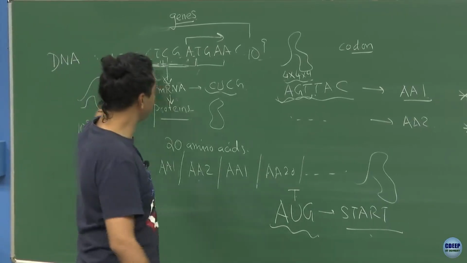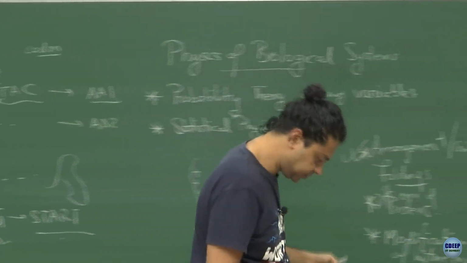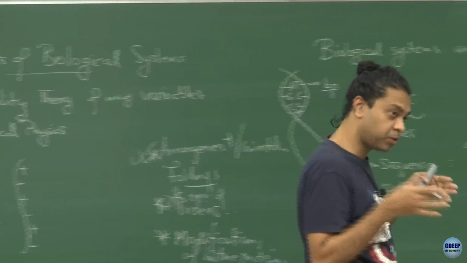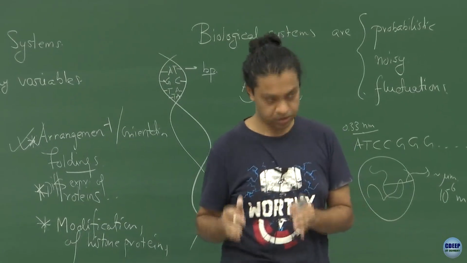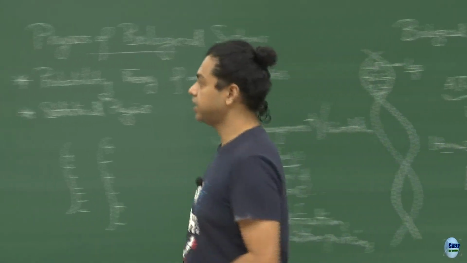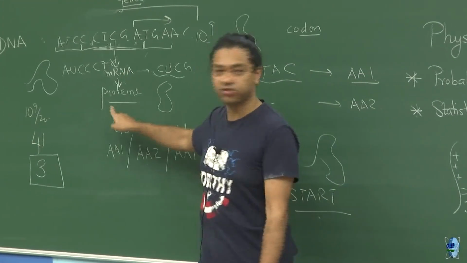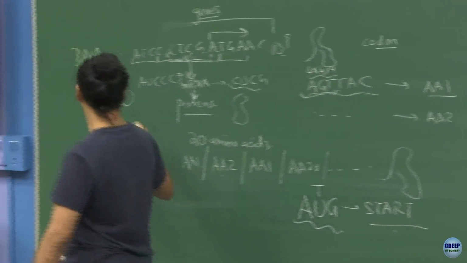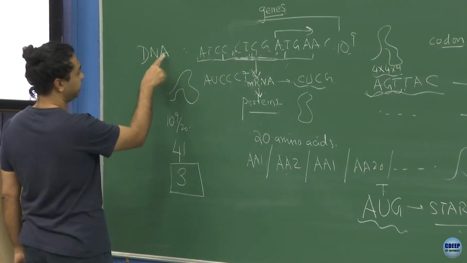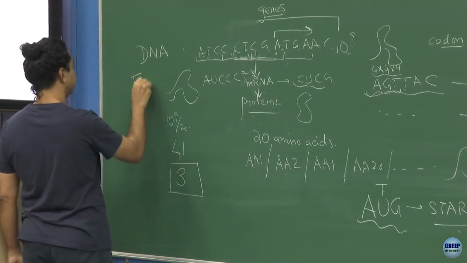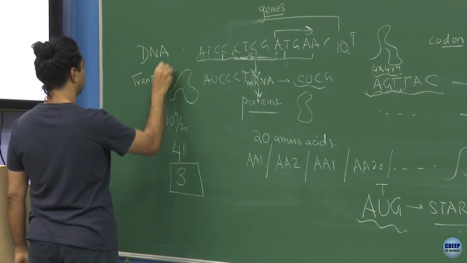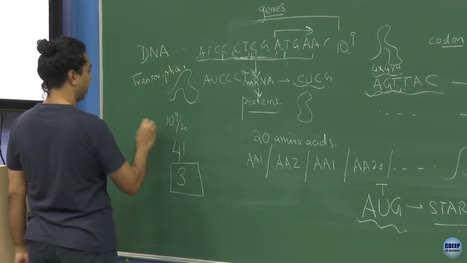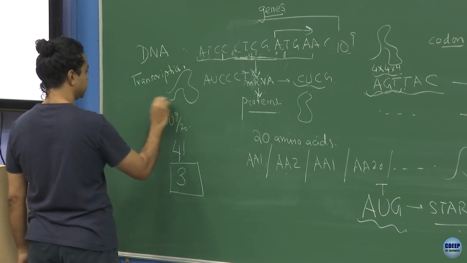The DNA is a polymer, it has this whole sequence. Only the regions which correspond to genes produce proteins. Only those regions get transcribed into RNAs and then translated into proteins. So, this process from DNA to RNA is called transcription, and from RNA to proteins, amino acids, is called translation.